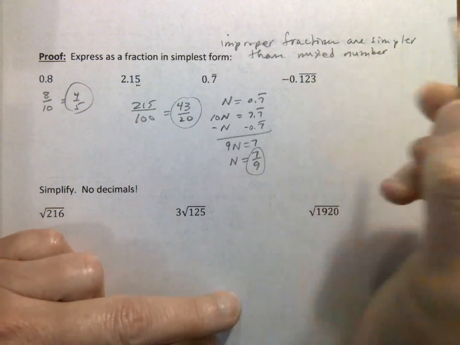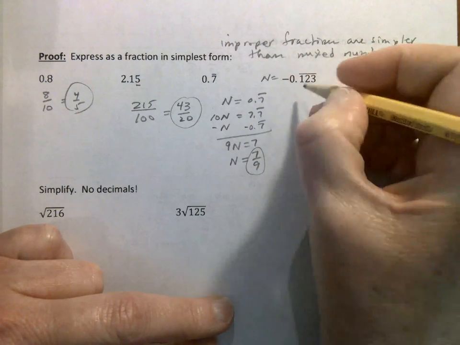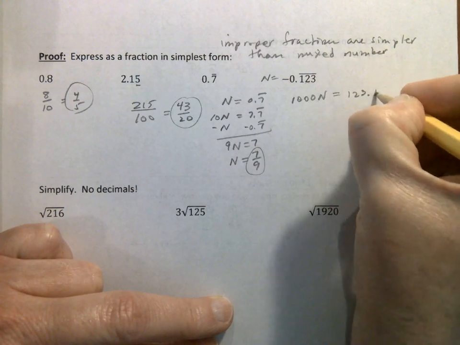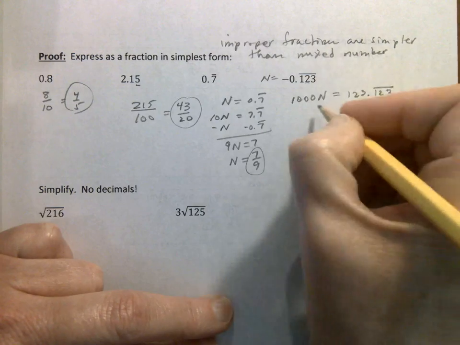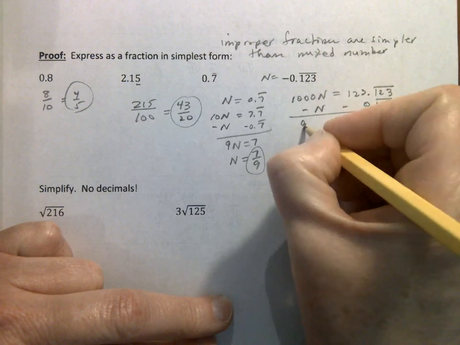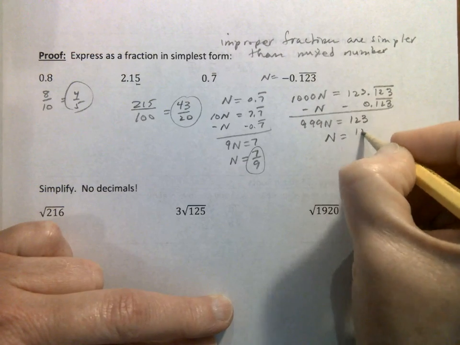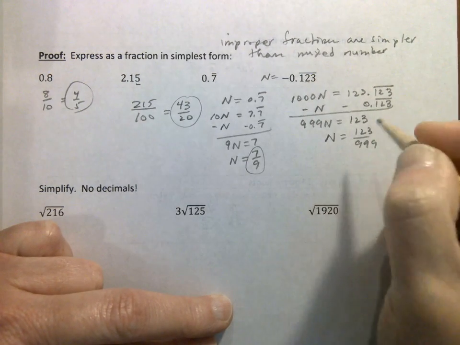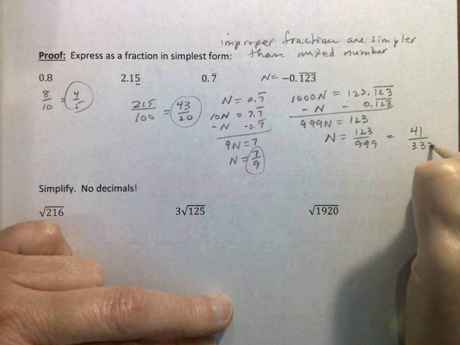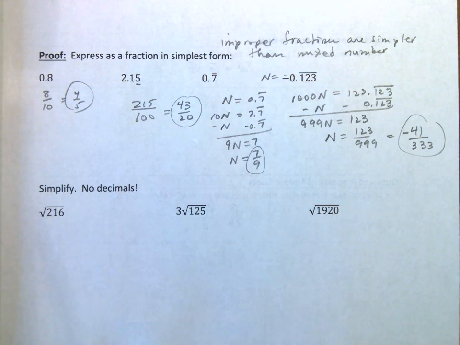Same with this. We worked on these the last lesson, so I would have, this is equal to n. I would have 1000n is equal to 123.123, repeating. And then I would simplify by subtracting. 999n is equal to 123. N is equal to 123/999. And this would simplify to 41/333, and it's negative. Okay, so that's just kind of a continuation of what we did with the last lesson.